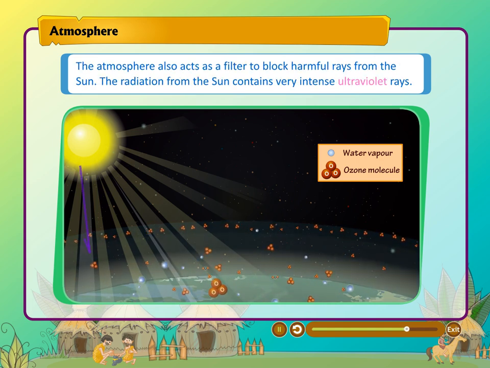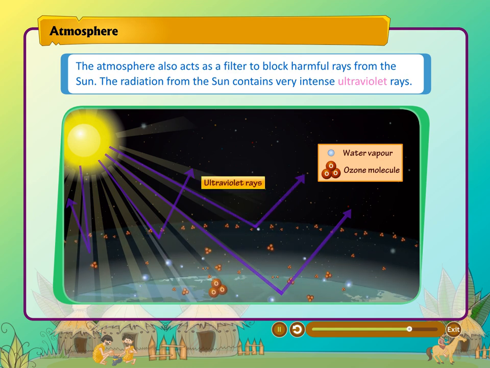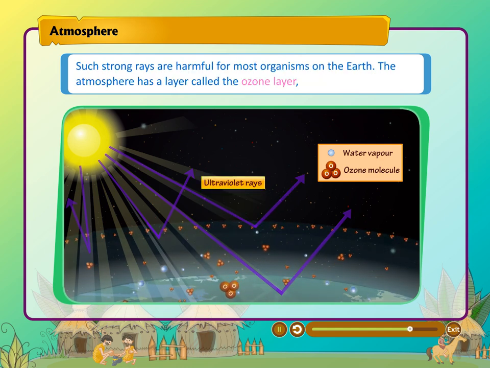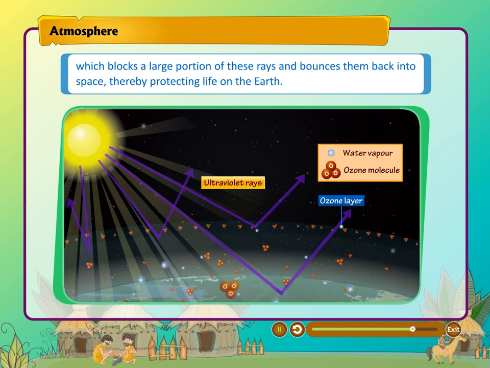The atmosphere also acts as a filter to block harmful rays from the sun. The radiation from the sun contains very intense ultraviolet rays. Such strong rays are harmful for most organisms on the Earth. The atmosphere has a layer called the ozone layer, which blocks a large portion of these rays and bounces them back into space, thereby protecting life on the Earth.